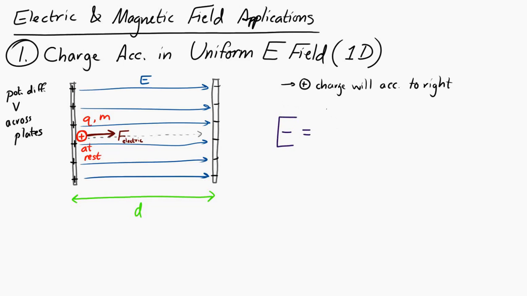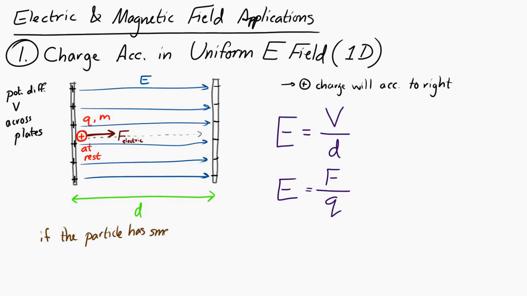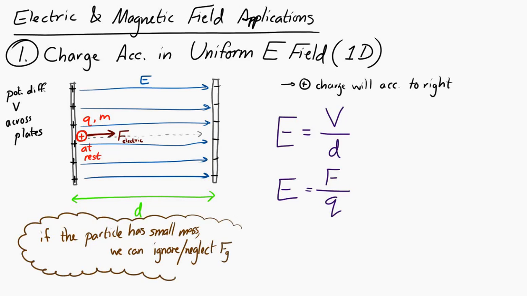First, we can say the electric field is equal to the potential difference across the plates divided by the distance between the plates. Also, the electric field is equal to the electric force divided by the charge. If this is a very small particle, we can ignore the gravitational force on it, because if it's a very, very small mass, gravitational force is negligible. So then the net force is equal to the electric force, and the net force is equal to ma, of course.